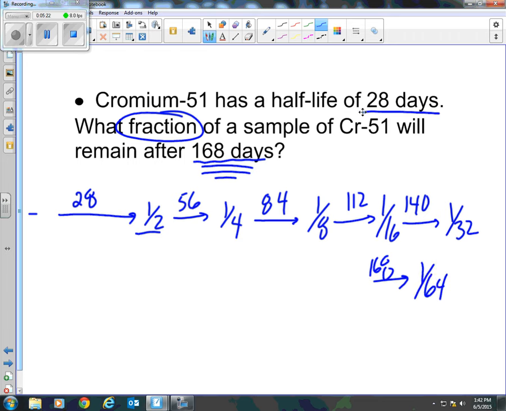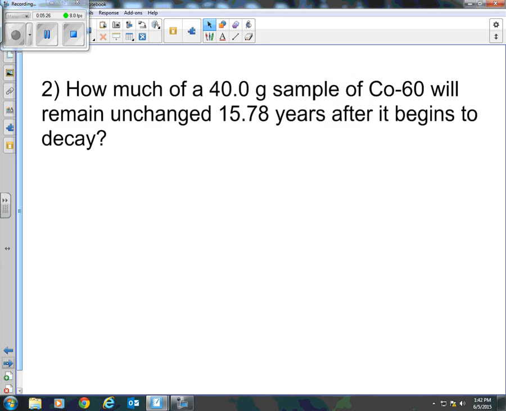I'll show you both techniques for the next problem. But the next problem's a little different, because here it gives me the mass. How much of a 40-gram sample of cobalt-60 will remain unchanged after 15.78 years after it begins to decay?